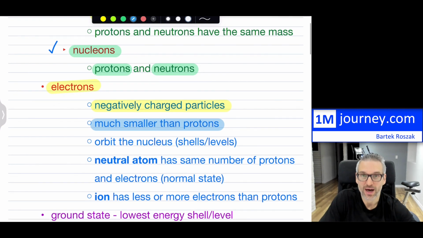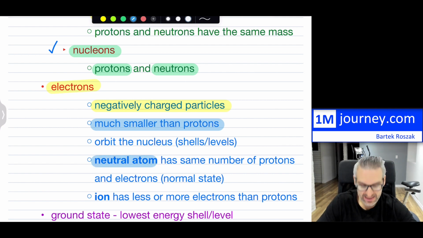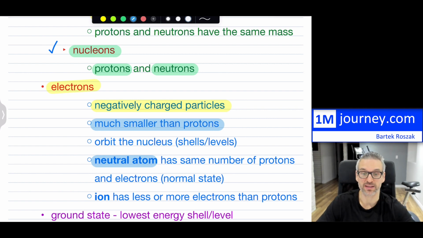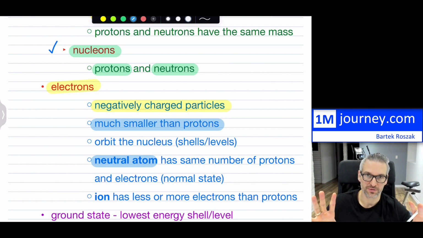Now, a neutral atom, which I designate here and put in bold, has the same number of protons and electrons, and that is typically their normal state. So they will be neutral in general. And if you say an atom, then we typically mean that it is neutral. So you can say atom or a neutral atom, and they mean the identical thing, which means that the number of protons that it has and the number of electrons that circulate around the nucleus is identical.